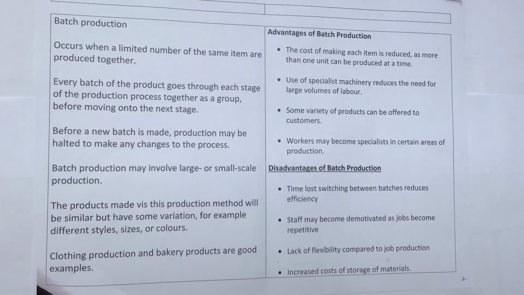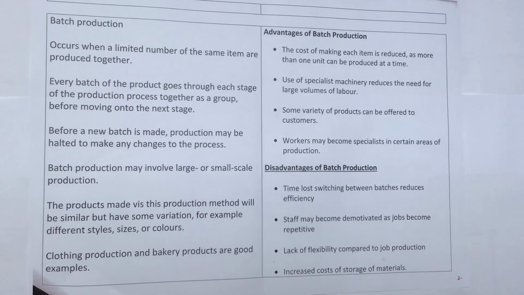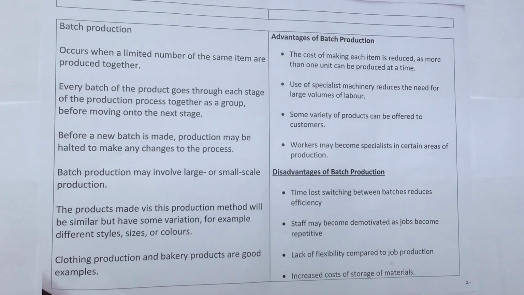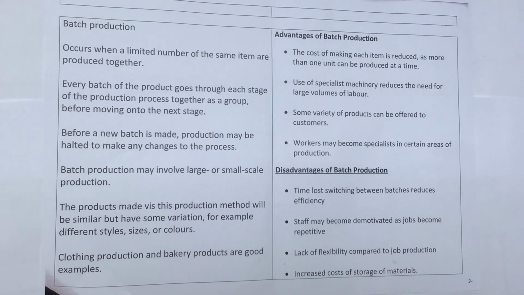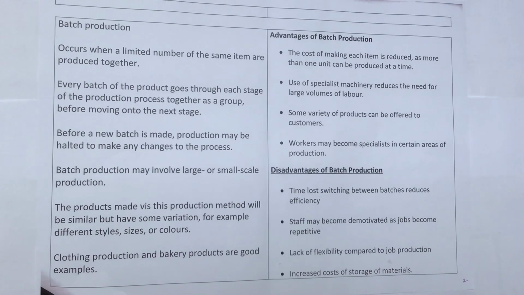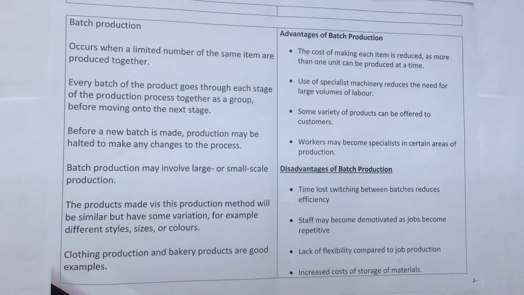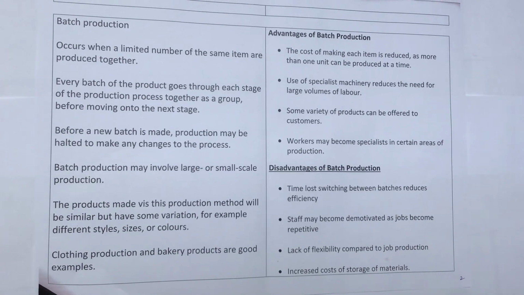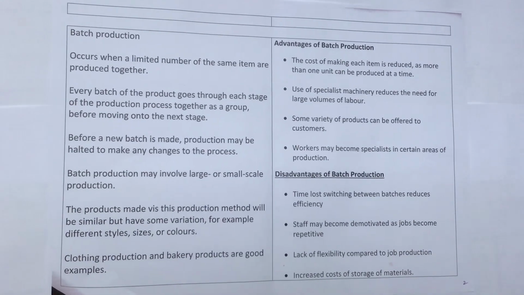Advantages of batch production: the cost of making each item is reduced as more than one unit can be produced at a time, so it's cheaper than job production. Use of specialist machinery reduces the need for large volumes of labor. Some variety of products can be offered to customers. Workers may become specialists in certain areas of production.